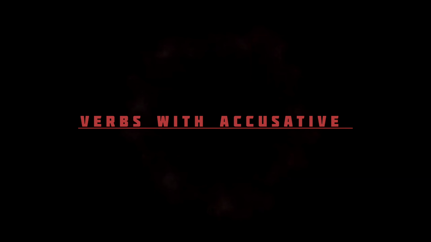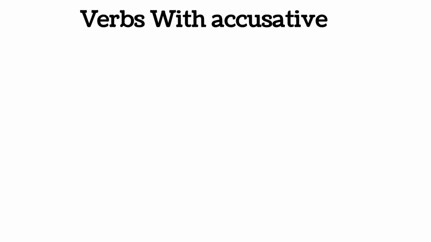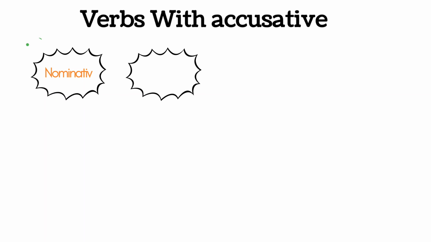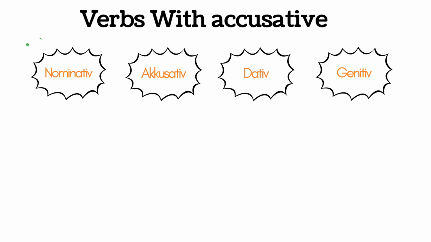In this lesson you will learn verbs with accusative case in German. So let's begin. There are 4 grammatical cases in German: Nominativ, Akkusativ, Dativ, and Genitiv. If you want to learn about these, you can click here.